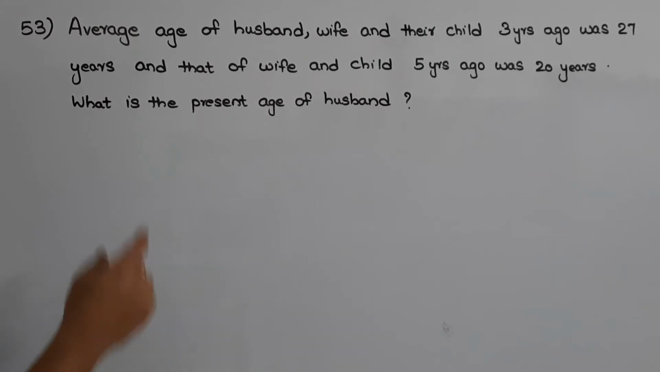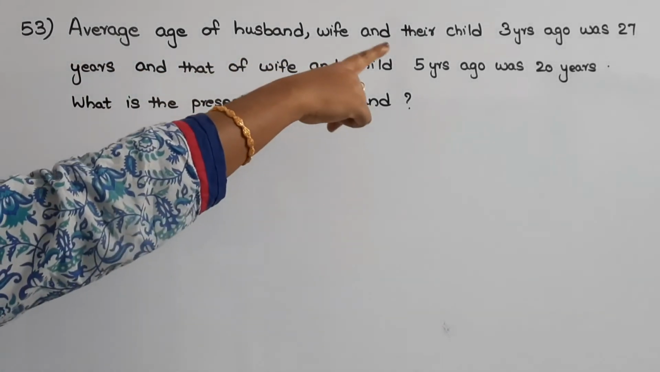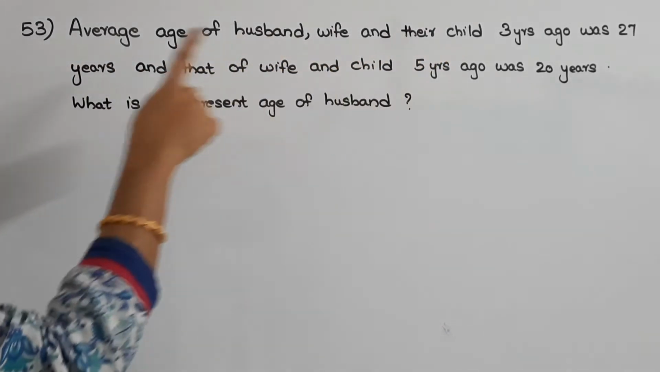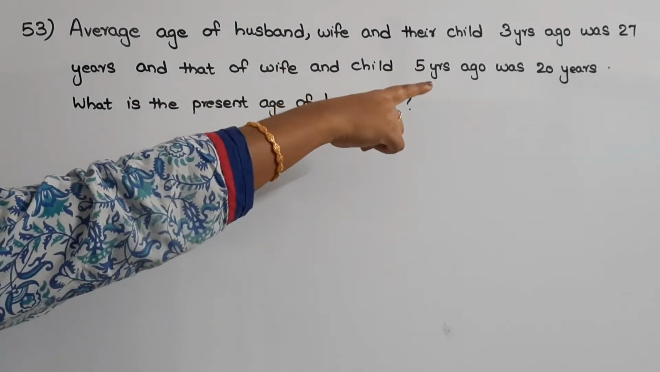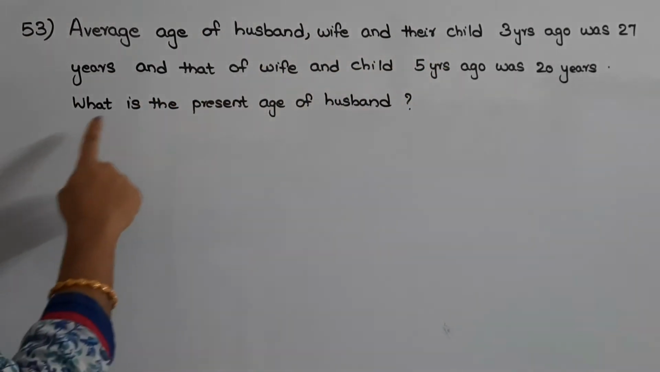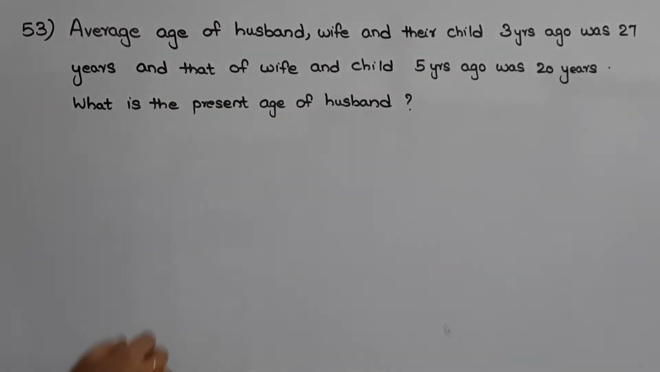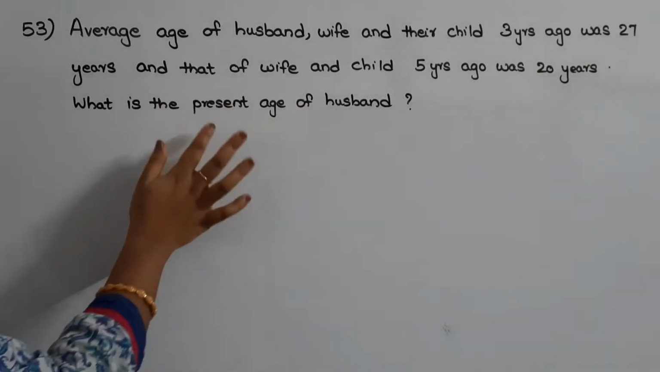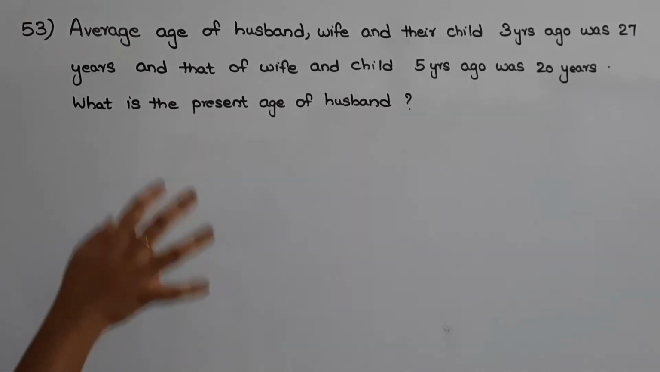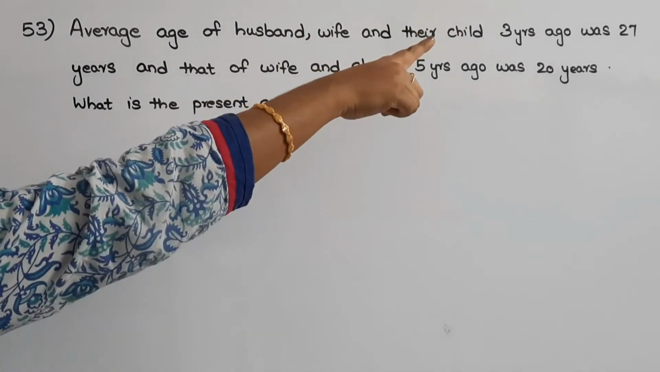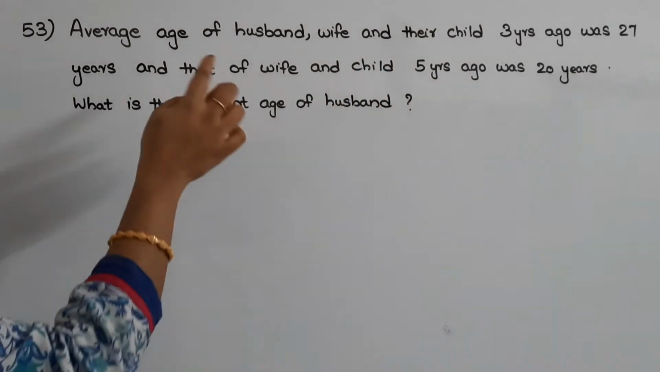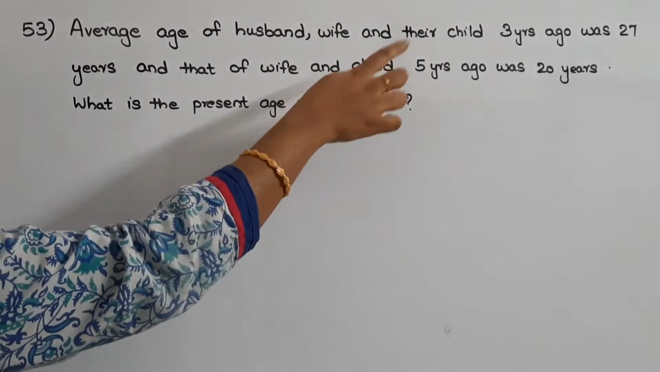The next question is, the average age of husband, wife and their child 3 years ago was 27 years, and that of wife and child 5 years ago was 20 years. What is the present age of husband? So in this question, we need to find out the present age of husband, and they have given the average age of husband, wife and child 3 years ago. Okay, and they have also given the average age of wife and child 5 years ago.